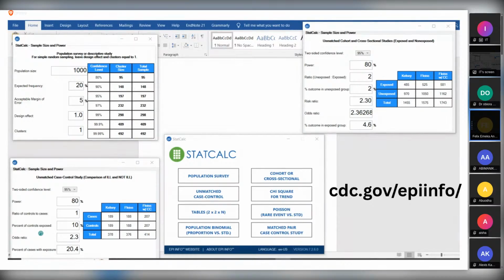Then tolerable error is usually 5% by default. Now, you have to appreciate the fact that when we are calculating sample size, what we are calculating is minimum sample size. So whatever number that is generated, that's the minimum sample. It can go higher than that, but it should not go below that. So that's why they always give an acceptable margin of error, also called tolerable error, of 5%.